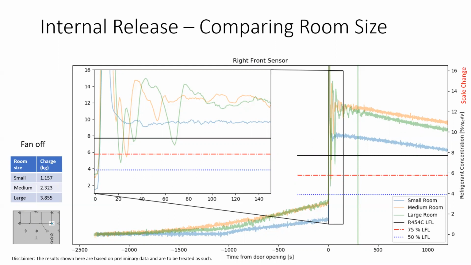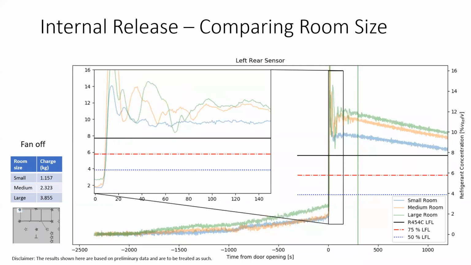We see slightly more refrigerants at the sensor before the door is opened for the medium and large rooms. This is a result of the larger charge sizes pushing out of the cabinet. However, even at the 1.1 kilogram charge for the small room, we see a pronounced inflection point where the refrigerant starts to burp out of the unit. Now, after the door is open, we continue to see higher refrigerant concentrations for the larger charges. Note here that all the refrigerant charges are still above the LFL at the 5 minute period. Let's go to the next slide.